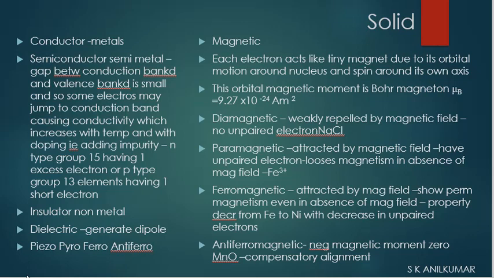The diamagnetic is what? Weakly repelled by magnetic field. No unpaired electron. It is called diamagnetic. What is paramagnetic? Paramagnetic is attracted by the magnetic field. Have unpaired electron. Diamagnetic have no unpaired electron. Paramagnetic have unpaired electron. Means what? The electrons are not in pairs. So it is either 3 or 7, something like that.